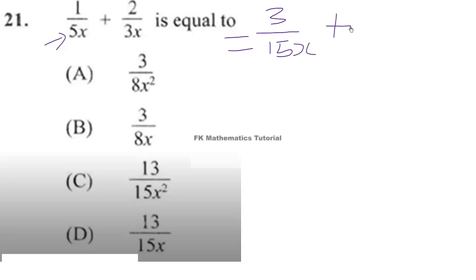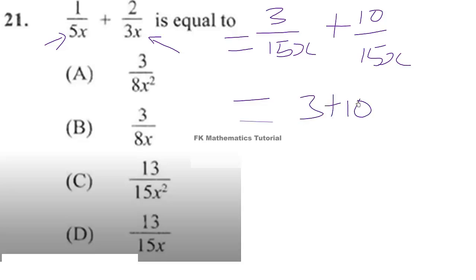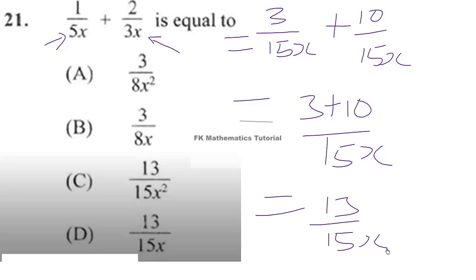Then what do you multiply by 3x to get 15x? Is by 5. So you multiply the numerator, 2 times 5, which is 10 over 15x. Now we can add these two fractions because the denominators are the same. So we add the numerators, 3 plus 10 over 15x, and that will give you 13 over 15x. So the correct answer is D.